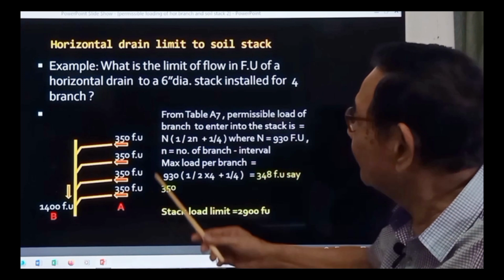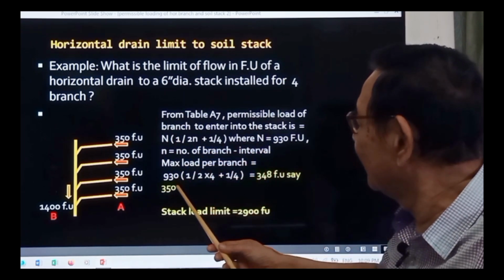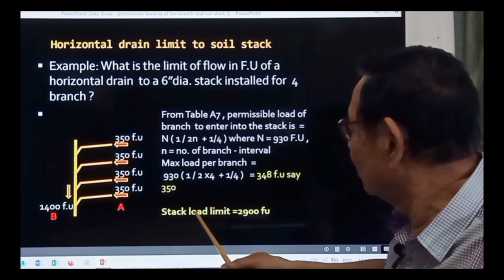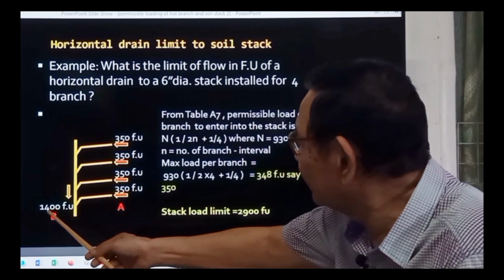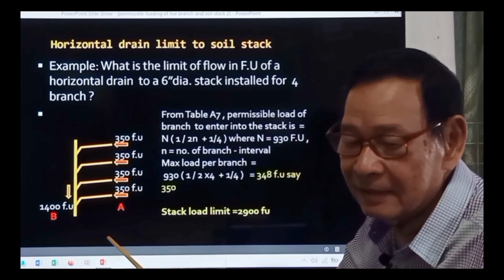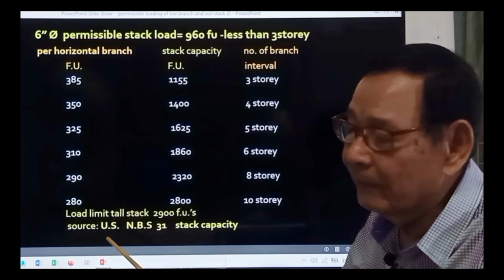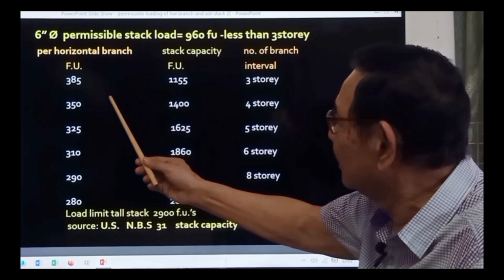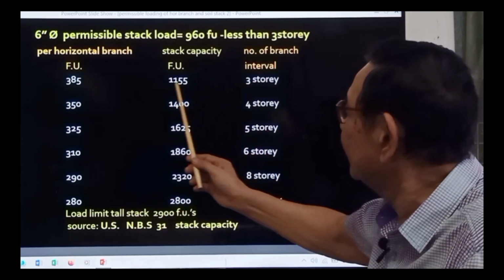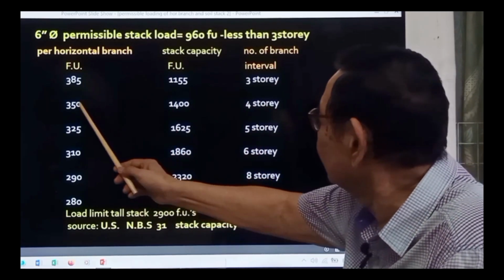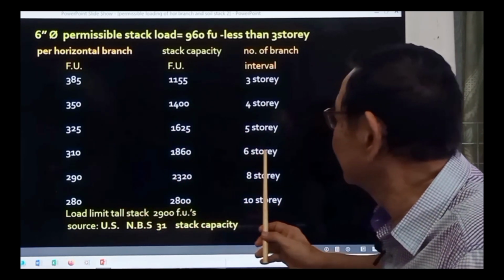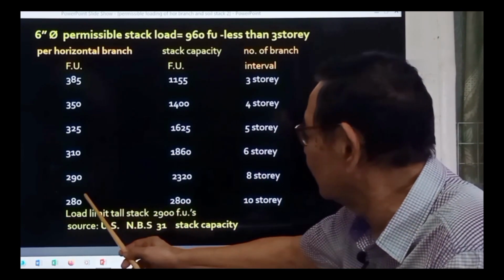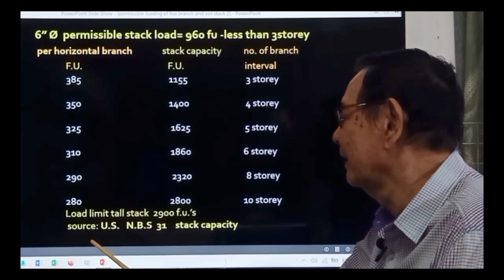Okay. Example, another example, 6 inches. Ang stock capacity is 350. Load limit is 2,900, 1,400 lang. So, gawin natin ng table, 6 inches. Fixtures unit, 3 story, 835. 4 story, 350, 5 story, 325, 6 story, 310, 8 story, 290, 10 story, 280 na lang, fixtures unit.